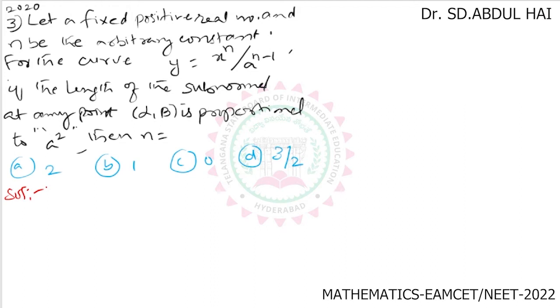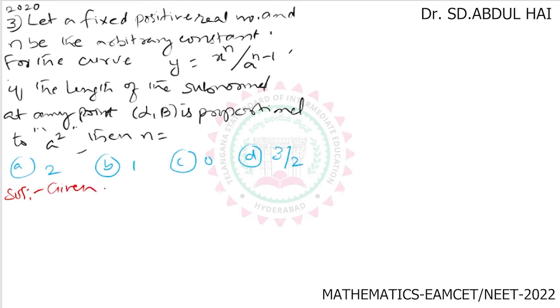In this, what he is saying is that if you find the length of the subnormal to this curve at some point alpha comma beta, then it is proportional to a square. So you have to find the length of the subnormal, and it is equal to a square. Then find the value of n, which is numerically independent of x. Whenever we come across the length of the subnormal or the length of the subtangent, we want dy by dx. So I am finding dy by dx first of all.